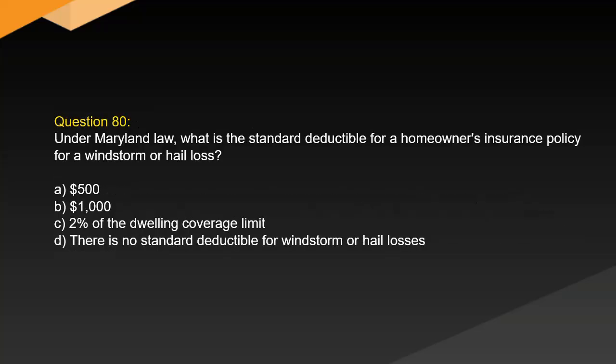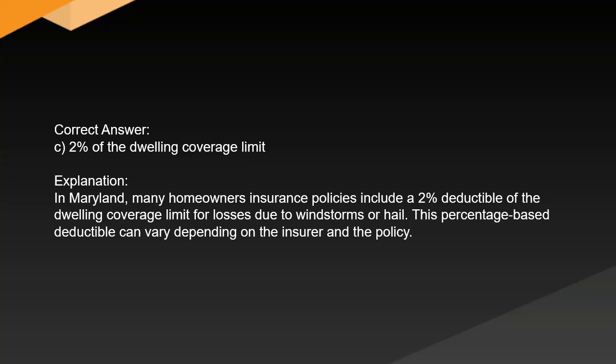Question 80. Under Maryland law, what is the standard deductible for a homeowner's insurance policy for a windstorm or hail loss? A, $500. B, $1,000. C, 2% of the dwelling coverage limit. D, there is no standard deductible for windstorm or hail losses. Correct answer: C, 2% of the dwelling coverage limit. Explanation: In Maryland, many homeowners' insurance policies include a 2% deductible of the dwelling coverage limit for losses due to windstorms or hail. This percentage-based deductible can vary depending on the insurer and the policy.